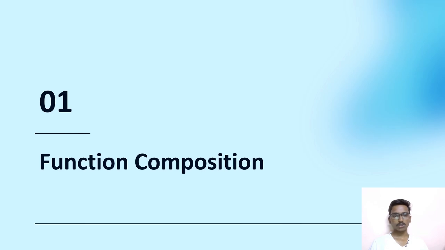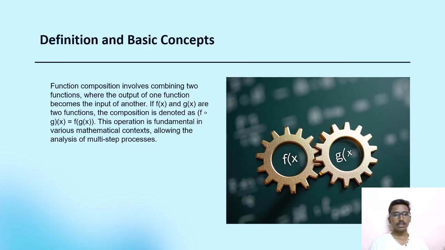Let's move on to function composition, definition, and basic concepts. Function composition involves combining two functions where the output of one function becomes the input to the other. If f of x and g of x are two functions, composition is denoted as f of g of x is equal to f of g of x. This operation is fundamental in various mathematical contexts, allowing the analysis of multi-step processes.